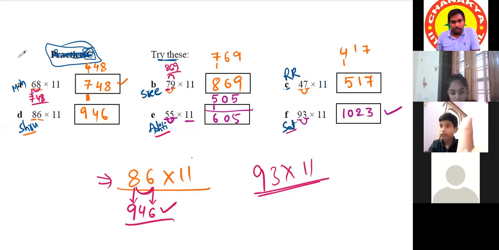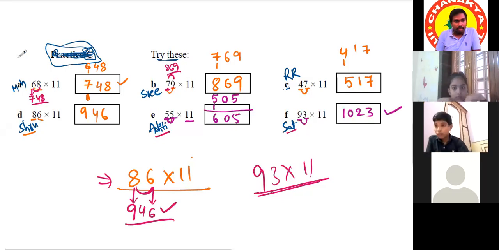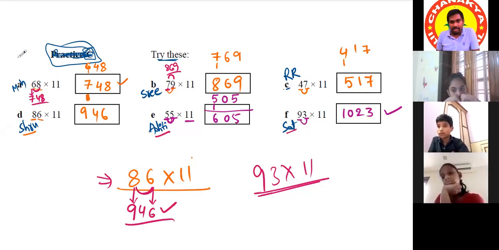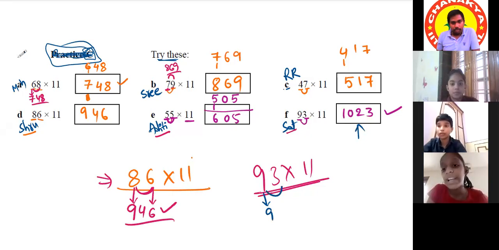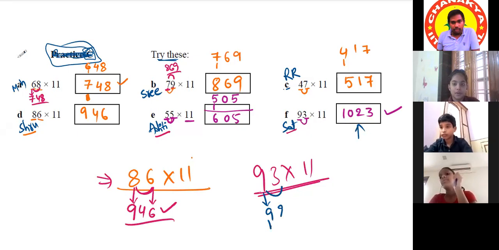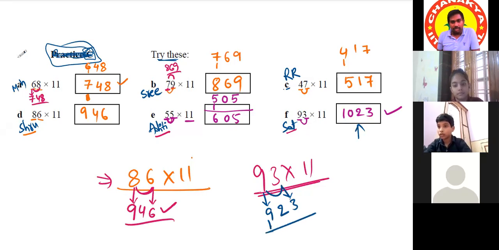Now see here, she reduced one more step. I'm writing the longer procedure first and later we'll come to this procedure. 93 into 11. We'll take 9 as it is first. 9 plus 3 is how much? 9 plus 3 is 12. 12 means we have to write 1 here, 2 here, 1 carry. Next, the last digit as it is, 3 again. So after adding, 9 plus 1 is 10, 2, 3. That's all. Same answer.